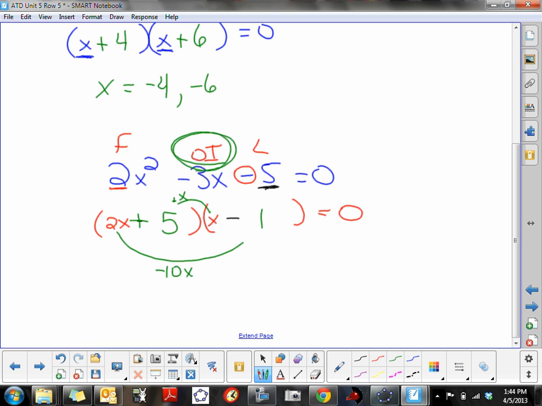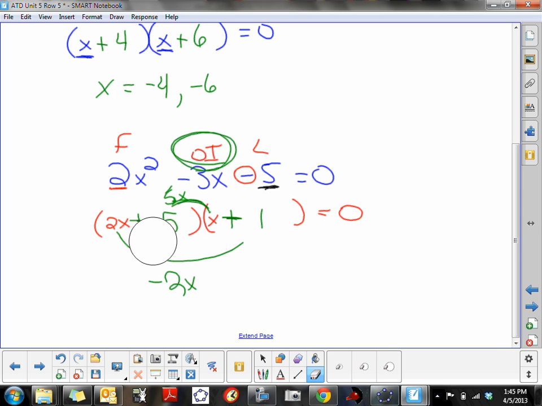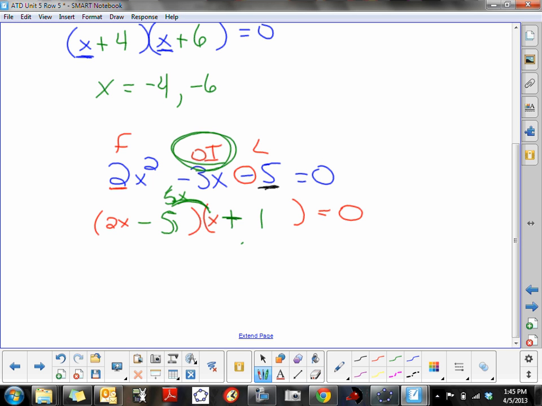Now is this right? Let's see. Do your outside ones, that's only 2x. Do the inside ones, that is 5x. That was a negative 2x. Now this is giving you the correct number because 5x minus 2x is 3x, but we need a negative. So now you simply switch the signs. So this becomes plus, and this one here becomes negative 5. I'm not going to do any more examples of this because it's an old skill, but I did want to review it, bring it back in your head.